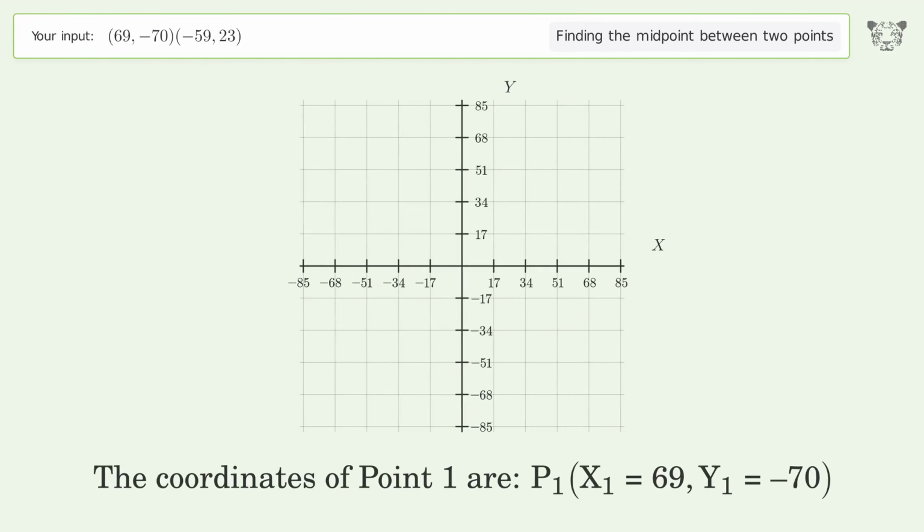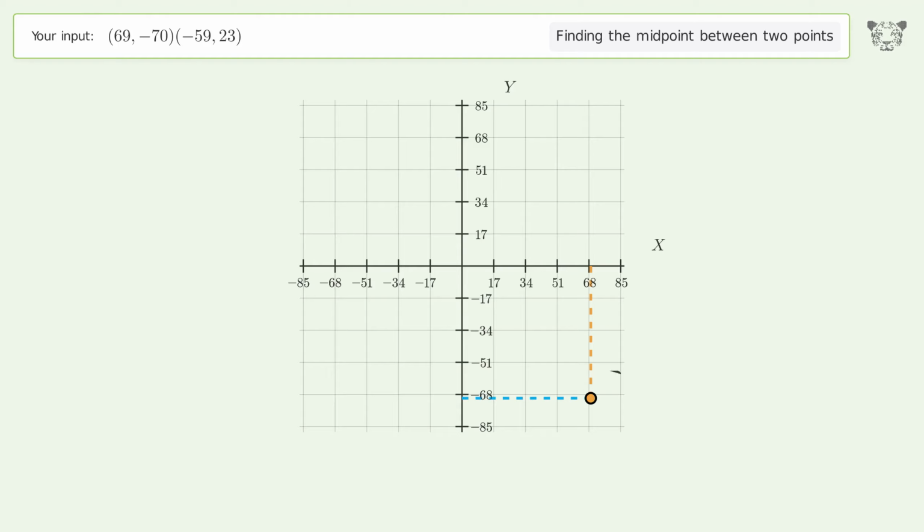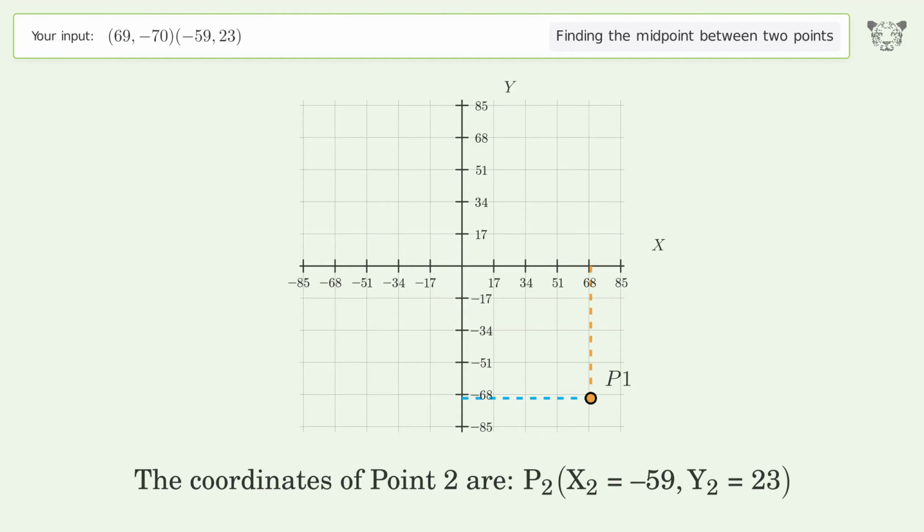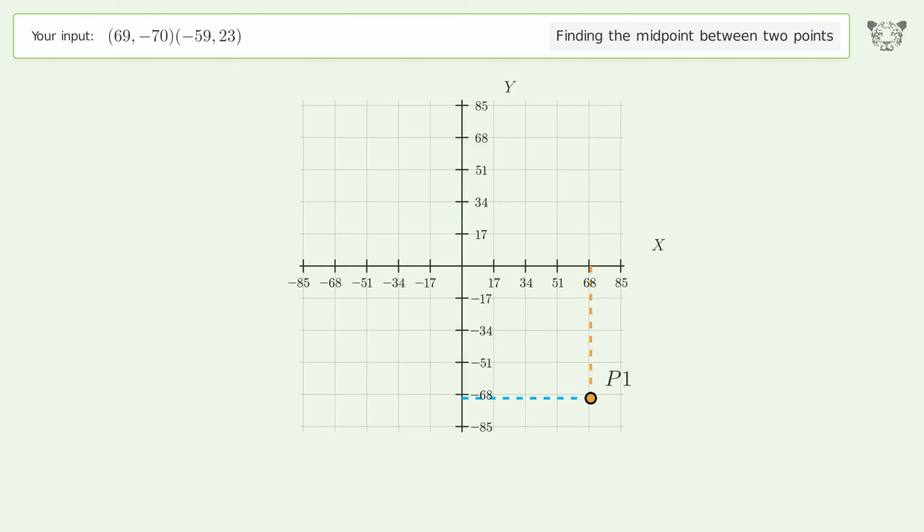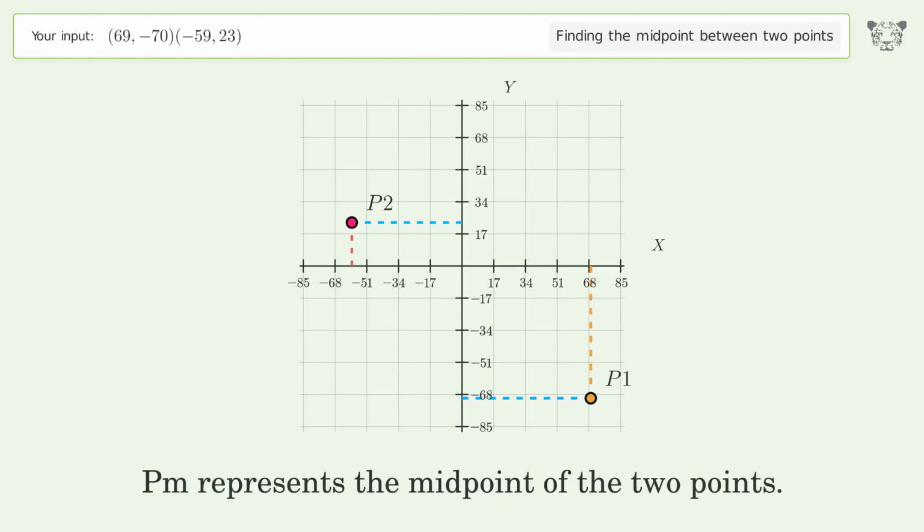The coordinates of point 1 are, x1 equals 69, y1 equals negative 70. The coordinates of point 2 are, x2 equals negative 59, y2 equals 23. PM represents the midpoint of the 2 points.